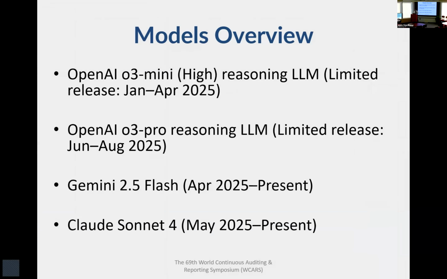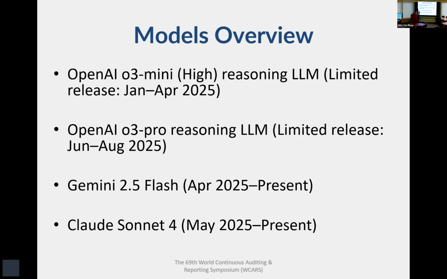So, the models used, and I put the dates there to give some context. The model used was OpenAI's O3 Mini High Reasoning version, which was available from January to April of this year. And then OpenAI's O3 Pro, which was released in June. We also used Gemini 2.5 Flash, which was launched about April of this year and is still active today. And then Claude Sonnet 4, which was released about May and is still active.